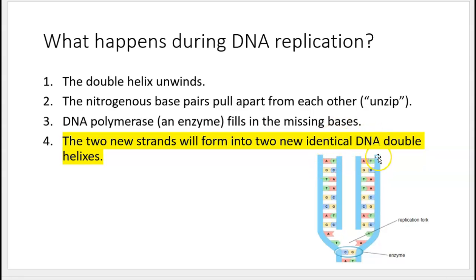Originally this A was connected to this T, and a T came in. Originally this G was connected to this C, and a C came in. Originally this T was connected to this A, and an A came in. So if you look across, you have 2 identical strands, A to T, A to T, G to C, G to C, T to A, T to A. You can do that all the way down the strand, and you can see that they are identical.